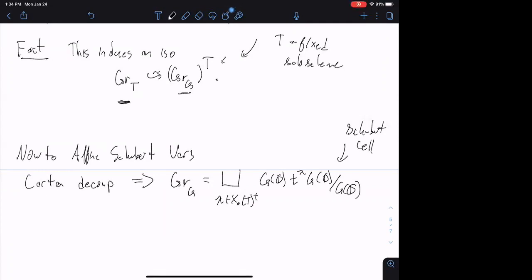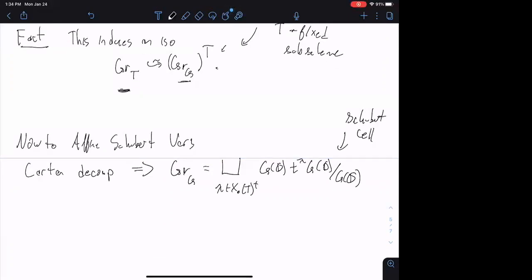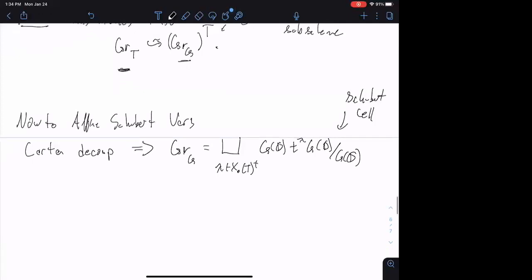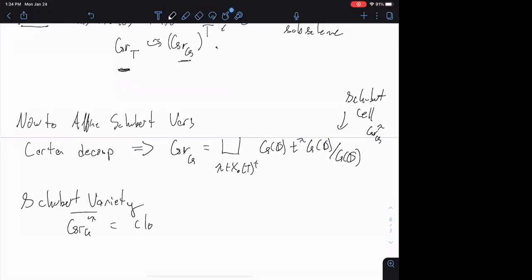This is some smooth, finite dimensional space. It's an orbit space. And the Schubert variety will be the closure of such a thing. Maybe I'll call this Gr_lambda G. And then the Schubert variety will be the closure. So Gr_G lambda bar is equal to, well, the closure of the Schubert cell.